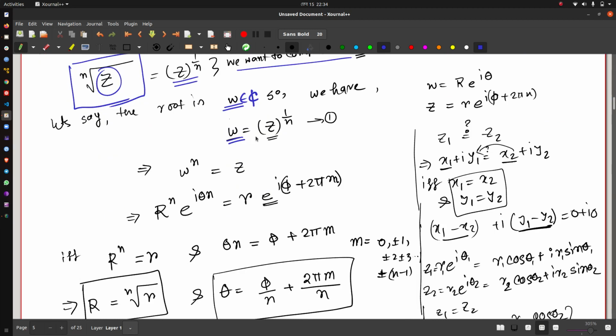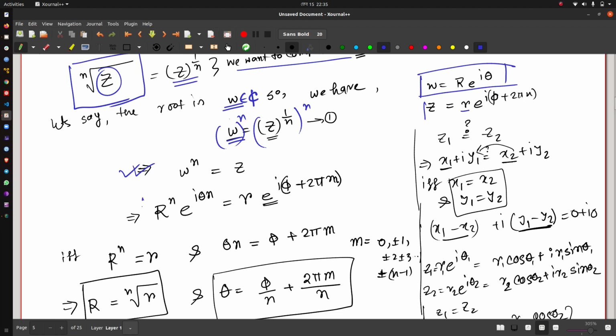Now in the next step, that is over here, I have raised both of these sides to the power n. That means I have just did this on both sides. I raised the power to n. And since w is a complex number as well, we are writing w as capital R e to the power i theta, and we are doing z as small r e to the power i phi, where phi is the principal argument, and then there is this 2 pi m, where m is 0, plus minus 1, plus minus 2, etc.